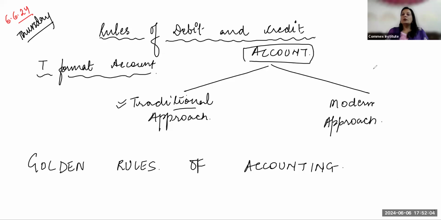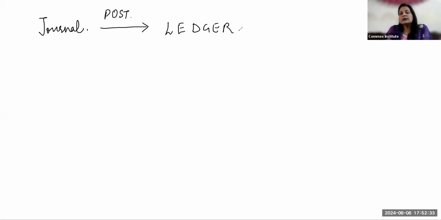Now, what we have learned so far is that whenever there is any financial transaction relating to the business, we record it in something known as the journal, using the rules of debit and credit. With the help of the journal, we transfer or post these entries to the ledger. Now, this ledger is nothing but what you call an account.